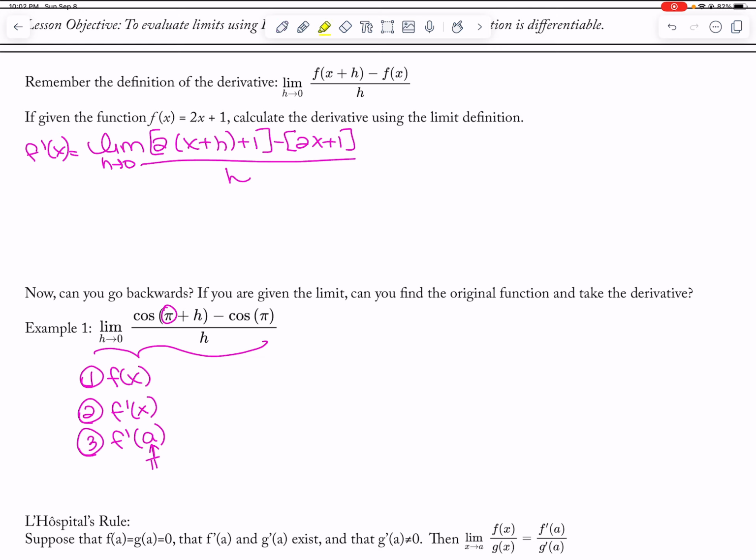To pick out the original function, see, the original function had the x plus h replacing the x. So this is like replacing my x. That means my original function is cosine of x. The derivative is negative sine of x. And I want negative sine of pi, which is 0.